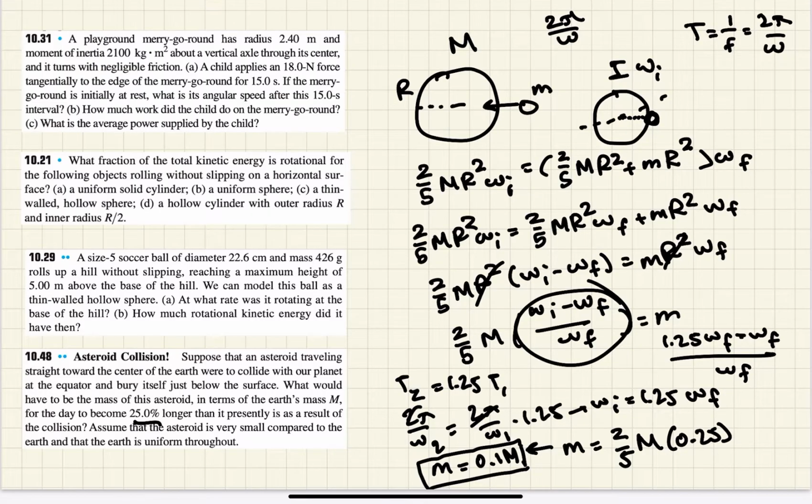So our answer is that the mass of the asteroid for the day to become 25% longer is 0.1 times Earth's mass. And that's very, very big. Like 10% of Earth's mass, that's a huge asteroid. Which is why when asteroids hit Earth, we don't really see the day change that much. 25% is a long time. And 10% of Earth's mass is a very large mass. And so the answer, I guess, makes sense because very large mass means very large change in day. If it was like 0.0000001 of Earth's mass, then that could be closer to what we actually see, which would be like a 0.0000025% change in the day, which is barely noticeable at all.